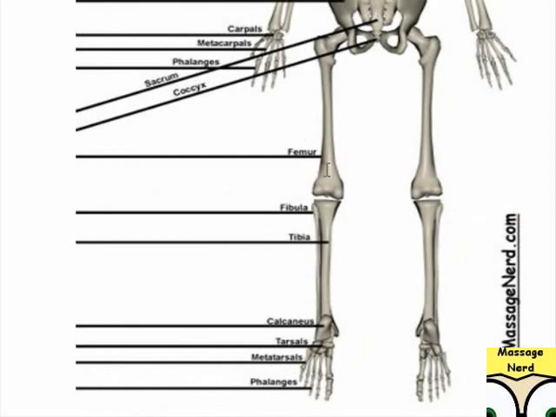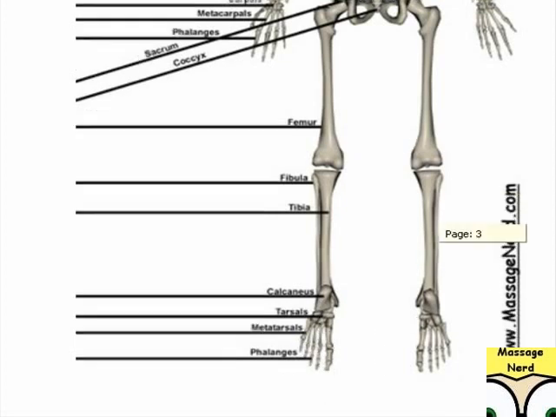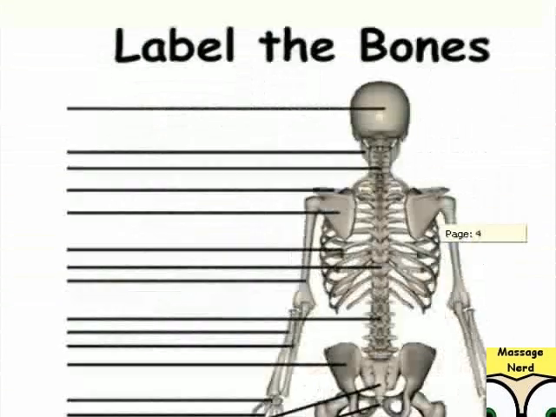Femur. Tibia. Fibula is the smaller one here. Calcaneus, that's your heel. Tarsals. Metatarsals. And phalanges. Let me give you some time to practice on your own.